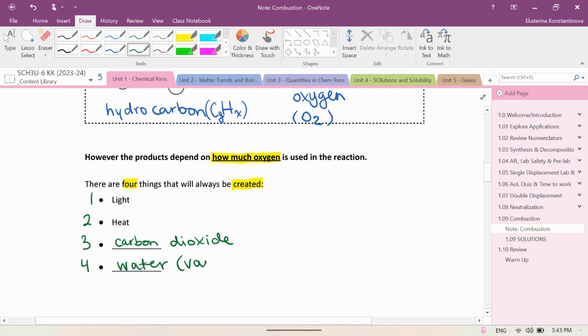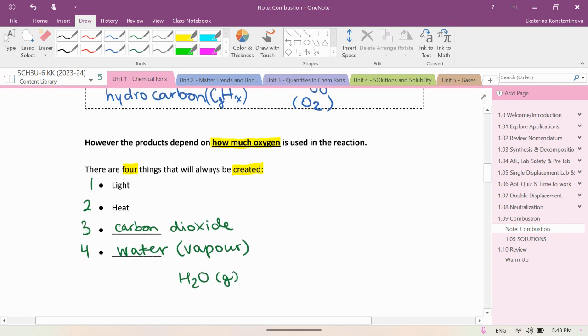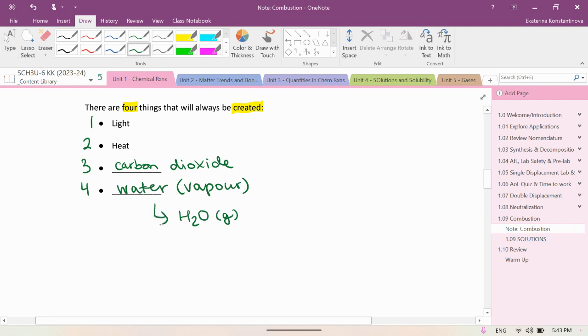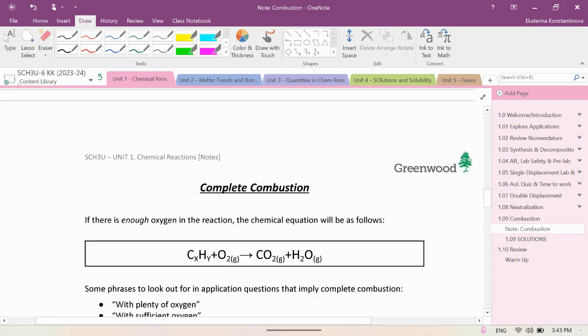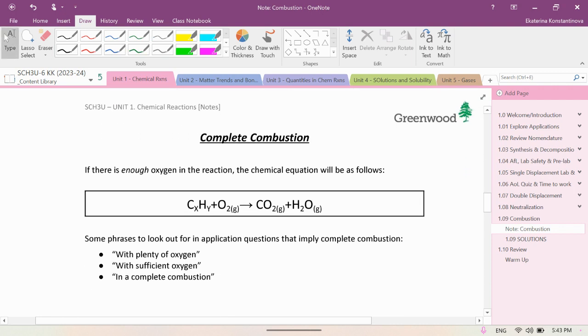And it is a vapor, right? Because you are subjecting it to heat, right? This is where your fire is created, and your water will be in gas state. So when you're writing H2O in these reactions, you're going to write the state as gas, not as liquid. Okay? So let's talk about first complete combustion.